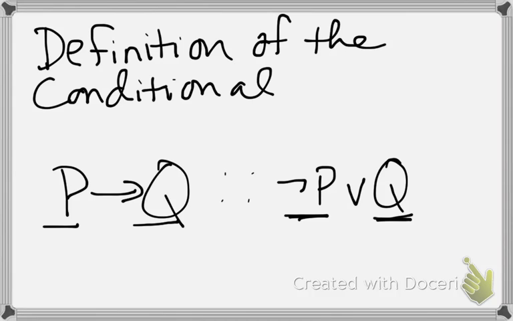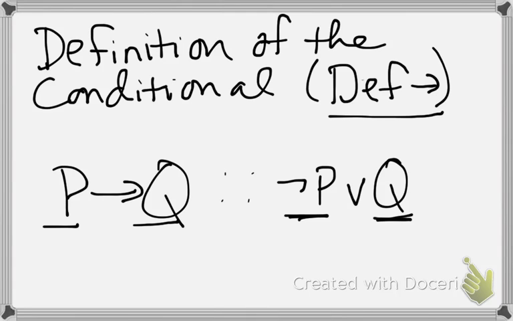And the abbreviation for it is going to be def arrow. Not the most elegant of abbreviations, perhaps, but that's how your text does it. So we're going to do that too. And your text has two versions, a def arrow E and a def arrow I. I'm not going to worry about those details. Just def arrow is fine for both.